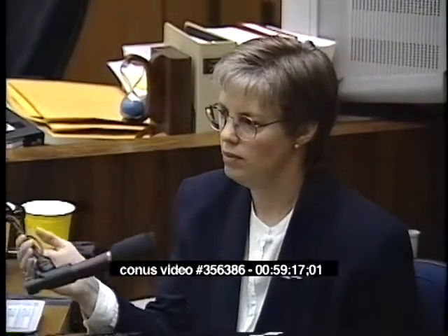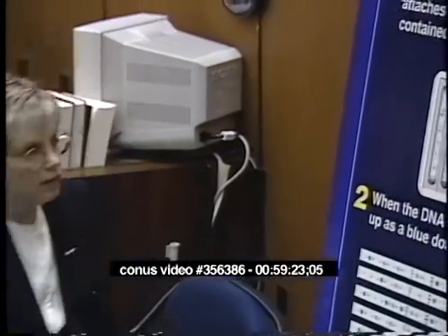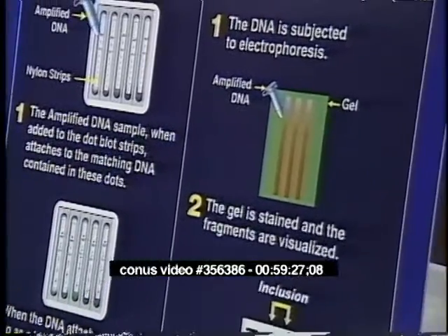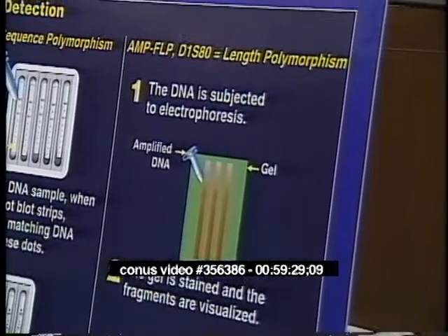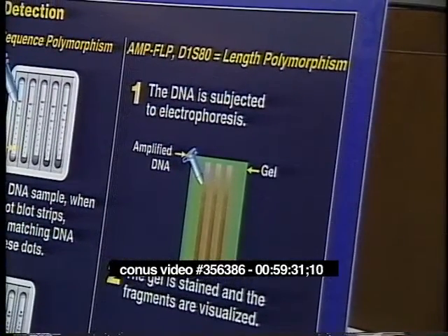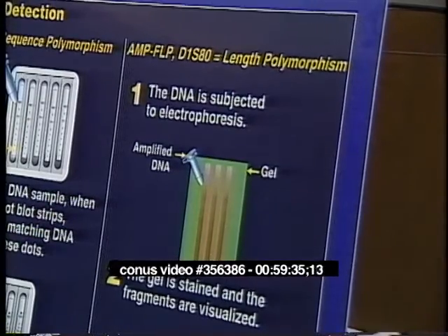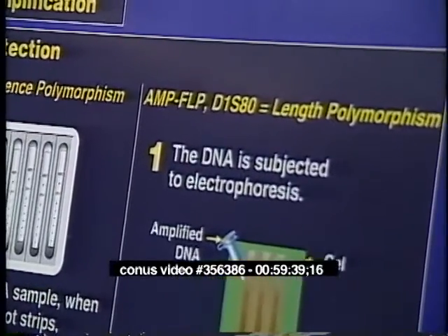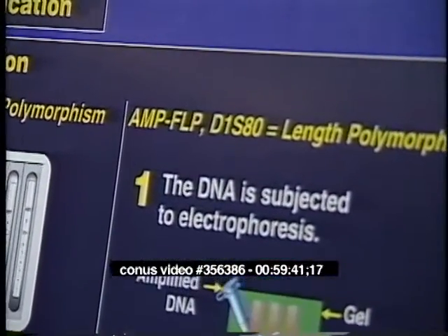Dr. Cotton, if you could, then turn to the right-hand side of People's Exhibit 252, and does that describe a different detection method or typing method when you're looking at these length differences? Yes, it does. All right. First of all, at the top, it seems to have some letters and numbers. What are those? It reads AmpFLP D1S80 length polymorphism.